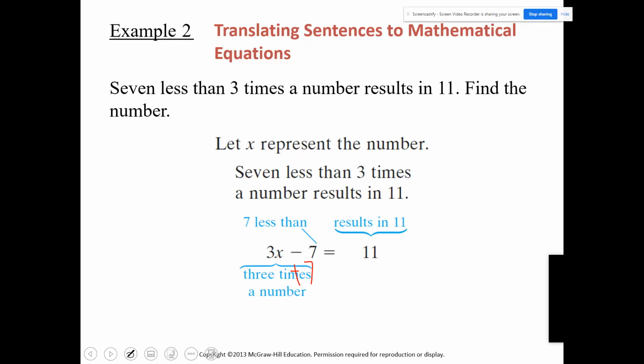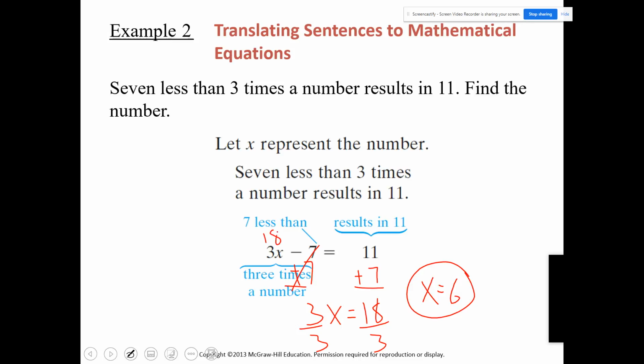7 to both sides. That cancels out. We get 3x equals 18. Divide by 3. We get x equals 6. And then, of course, you can always check it. 3 times 6 is 18. 18 minus 7 is 11.